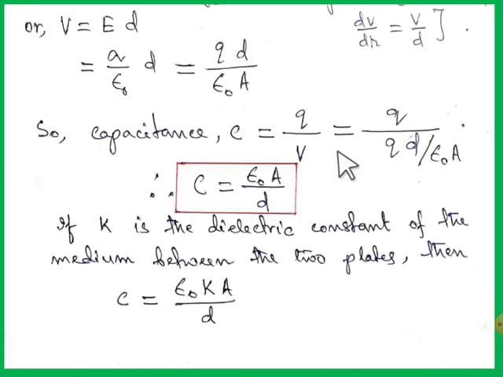Let's see. We have seen just now that V is equal to Qd by epsilon naught A, right? So capacitance C will be equal to Q by V.